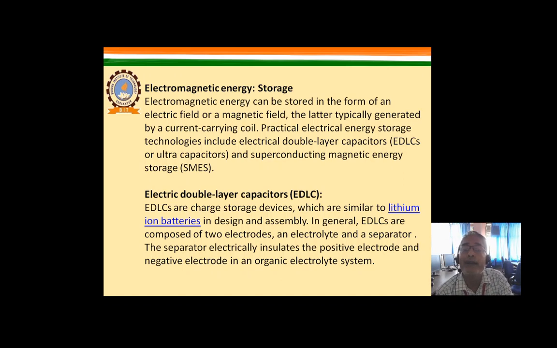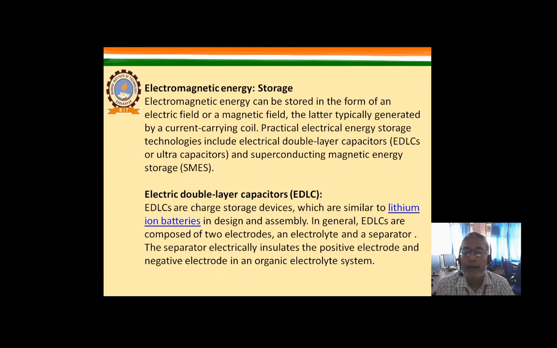Now the electromagnetic energy storage. Electromagnetic energy can be stored in the form of an electric field or a magnetic field, the latter typically generated by a current carrying coil. Practical electrical energy storage technologies include the electrical double layer capacitor, or EDLC in short form, also called ultracapacitor, and superconducting magnetic energy storage, or SMES.